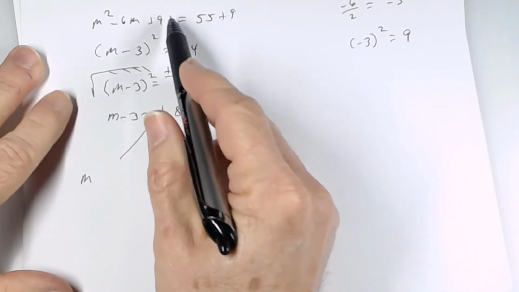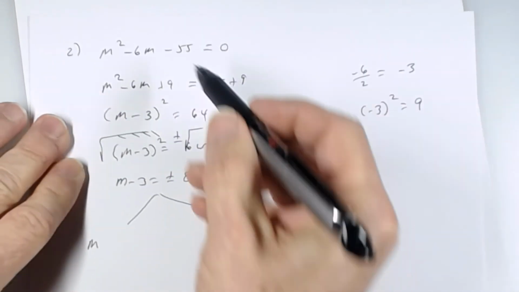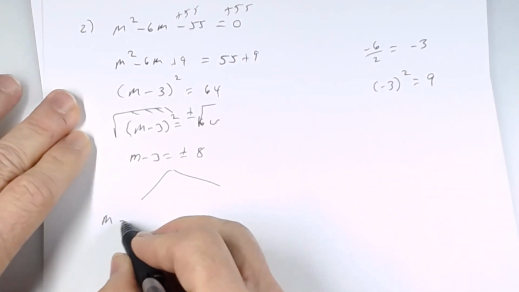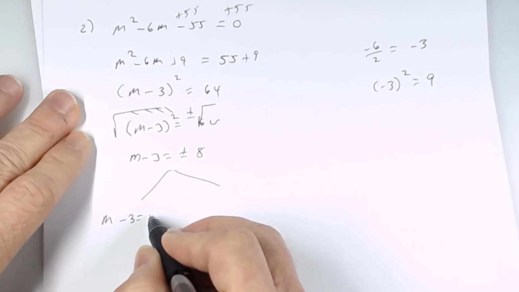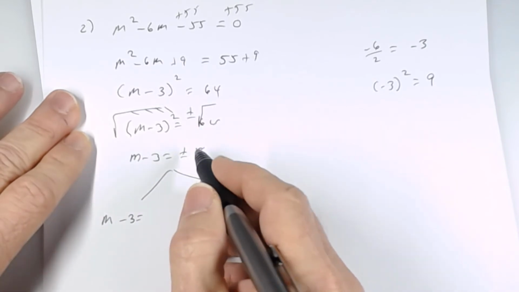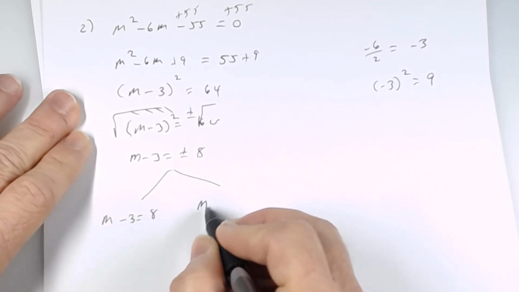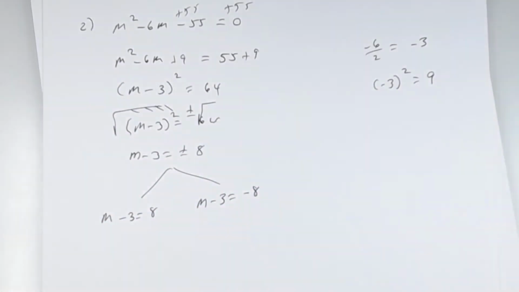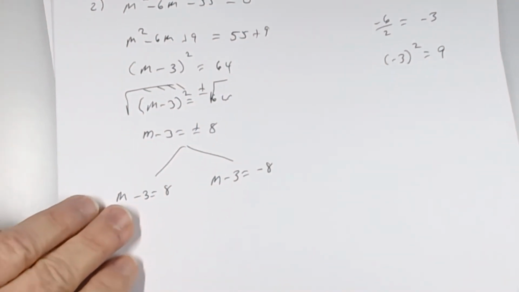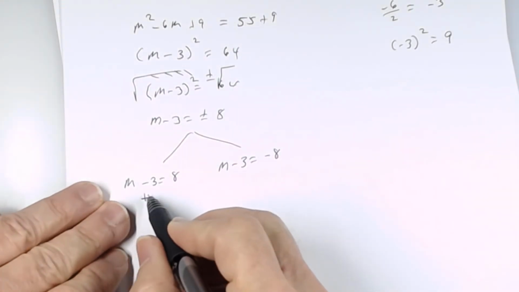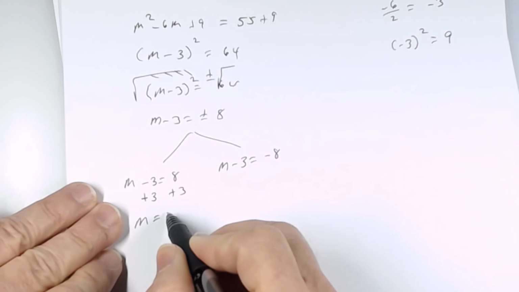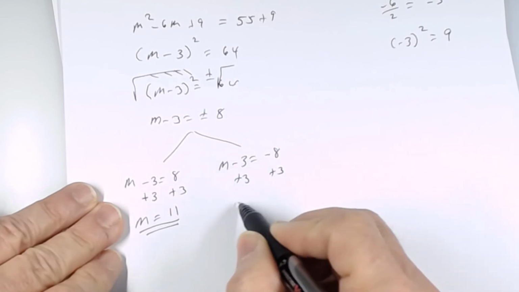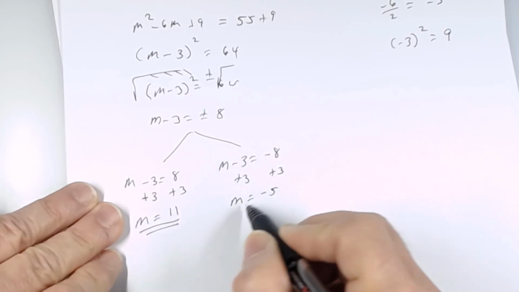No, positive 55. You add 55 to both sides. Plus 55, plus 55. Okay? So m minus 3, the square root of 64, so 8, and then m minus 3 equals a what? Negative 8. So how do I get the variable m by itself? Add 3. So what's one of my solutions? 11. When I add 3 to both sides here, what's the other solution? Negative 5.